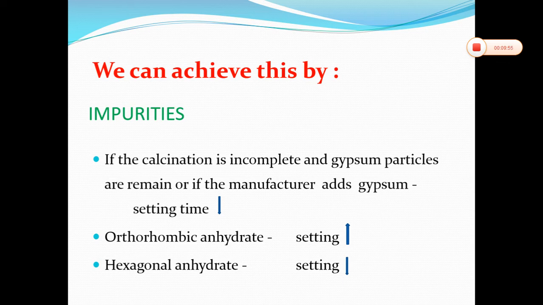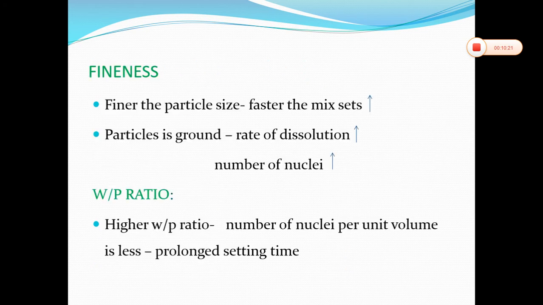setting time will prolong. Prolong means if it is 1 hour, it is prolonged. If it is done in half an hour, that is in less time, that is known as acceleration. Setting time decreases, faster will be the set. Setting time increases, slower will be the set. Orthorhombic anhydrate and hexagonal anhydrate, if they are present, they will increase the setting time.